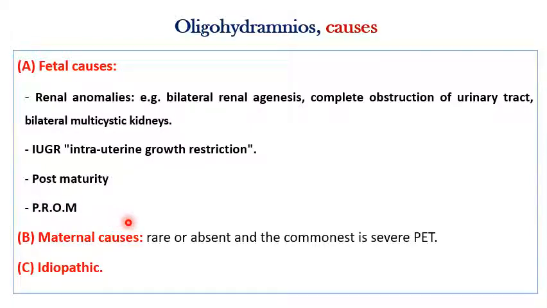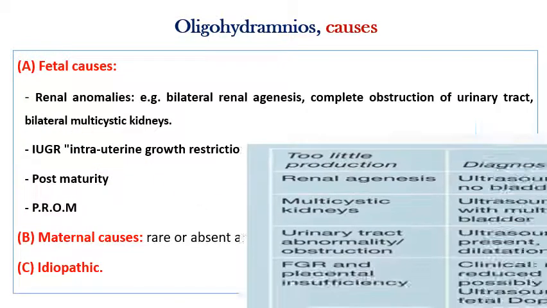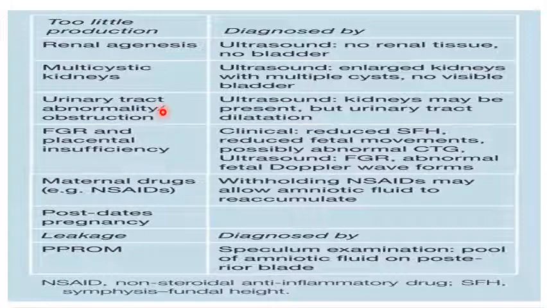Okay, a rare cause occurring in the mother is cases of preeclamptic toxemia due to vasculopathy present in the placenta and associated vasoconstriction and associated also intrauterine growth restriction. Here are the causes of oligohydramnios: renal agenesis, multicystic kidney, urinary tract abnormality or obstruction, fetal growth restriction, some maternal drugs like non-steroidal anti-inflammatory or indomethacin. As we mentioned, it affects the amount of blood supply passing to the kidney, post-late pregnancy, premature rupture of membrane.